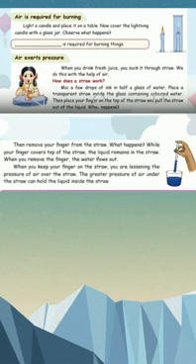Next one, air is required for burning. Air is an essential thing for burning because without oxygen, nothing can burn. Light a candle and place it on a table. Now cover the lighted candle with a glass jar. Observe what happened. See, look at these pictures.